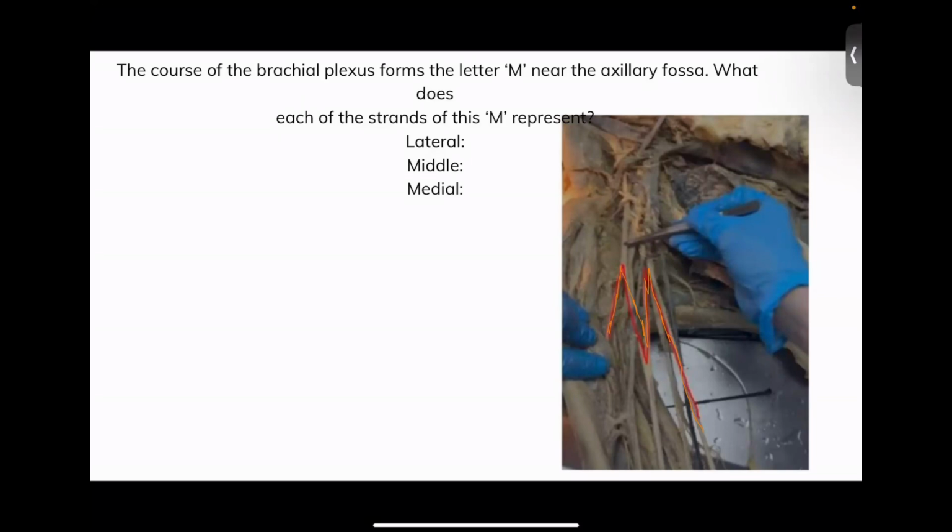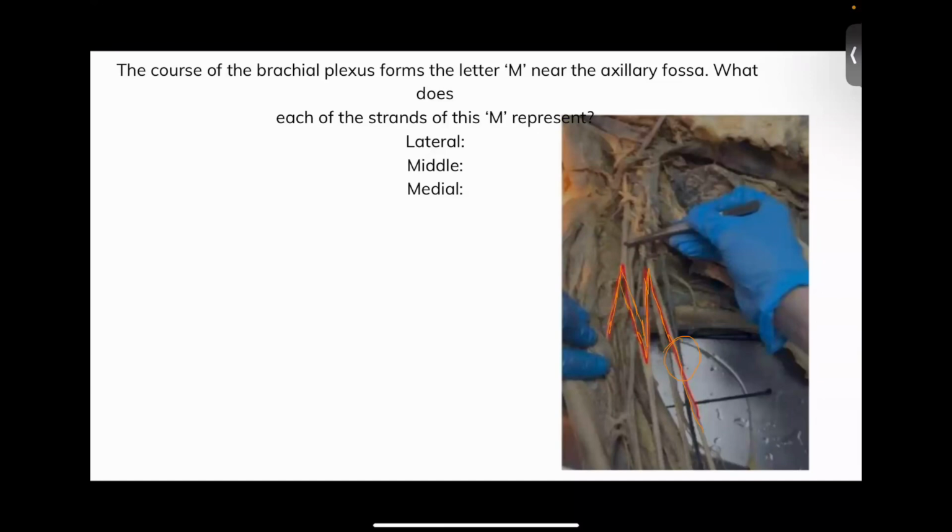Okay, so each of these terms. The lateral would be this one. Okay, so this is the lateral, and what it gives is the musculocutaneous nerve. So this is the lateral strand which I've circled. That's the musculocutaneous. Now the mid part of this M, that's the median nerve.